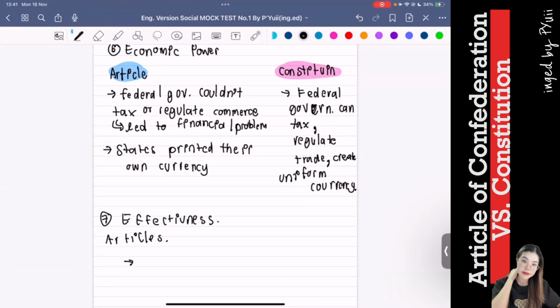the uprising, one of the uprisings exposed the inability of the federal government to maintain order. In contrast, the Constitution is stronger and more flexible, allowing the U.S. to function as a cohesive nation.